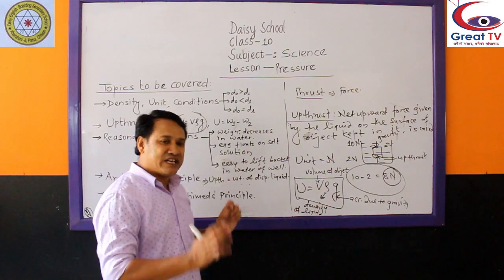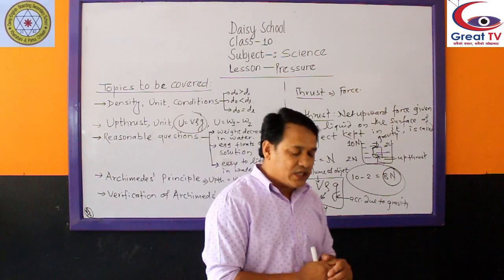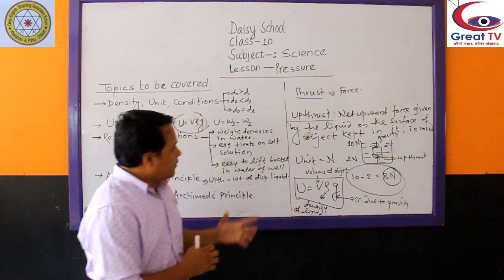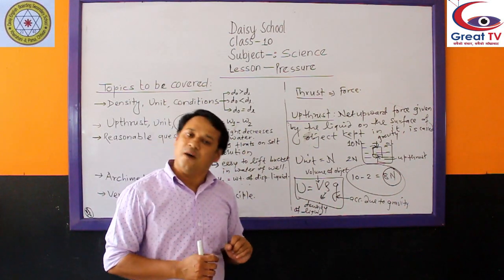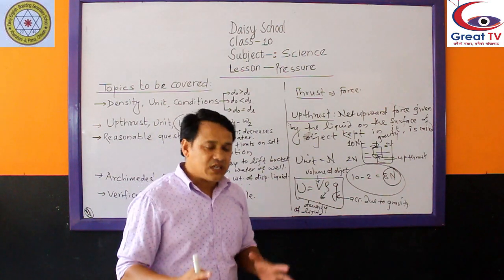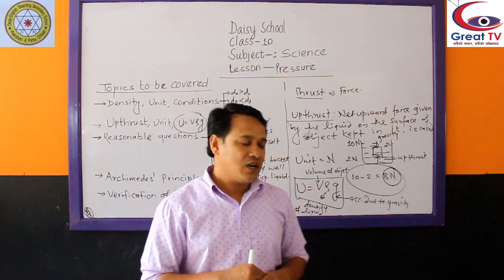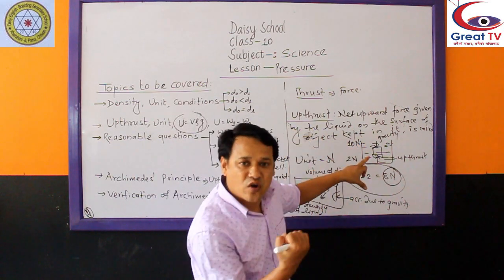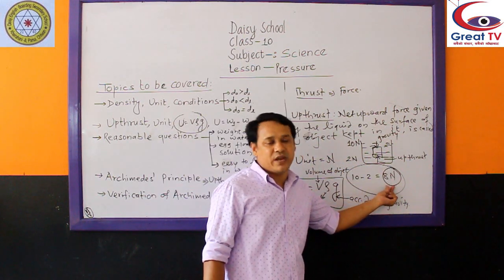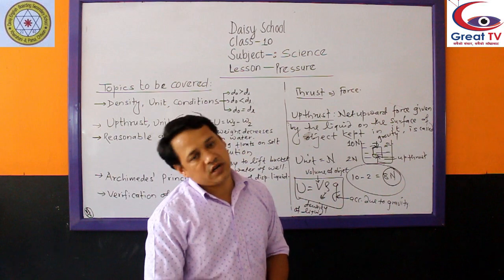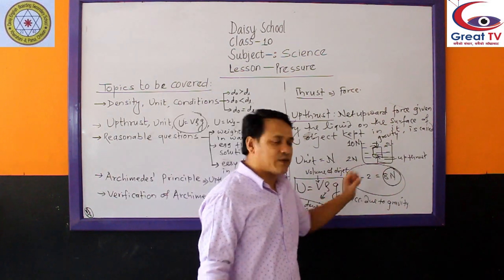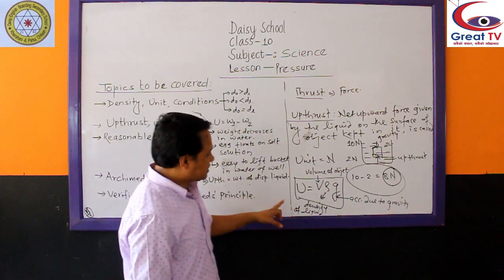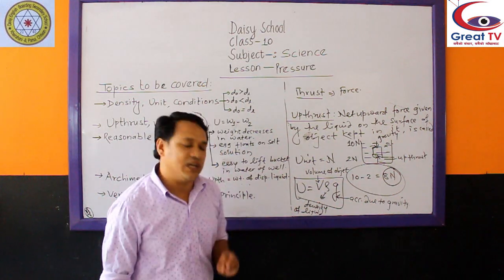Okay, so upthrust means the net upward force given by the liquid on the surface of an object kept in it. And upthrust decreases the weight of the object in liquid. Why? Because upthrust exerts an upward force, gravity exerts a downward force, because of which the resultant force will be less than the actual gravity, and the weight of a body will be less in liquid. And don't forget, upthrust is directly proportional to the density of liquid.